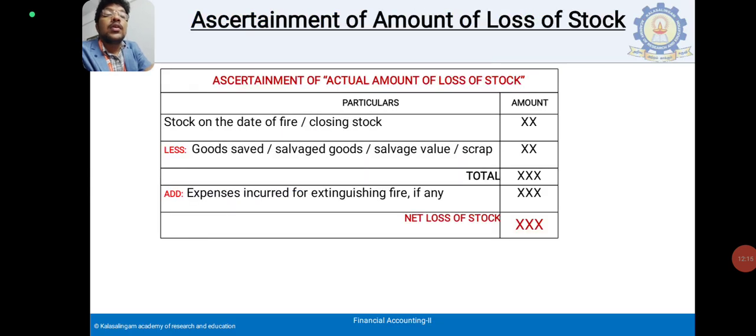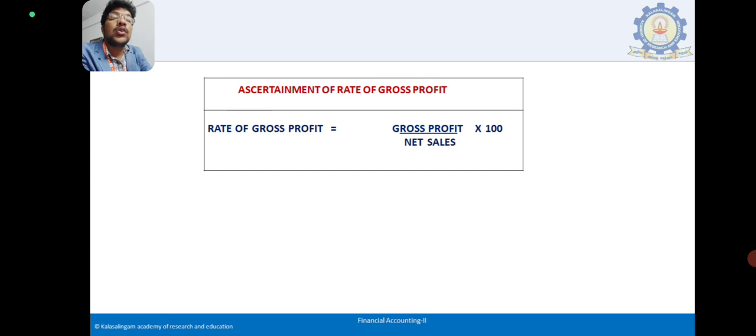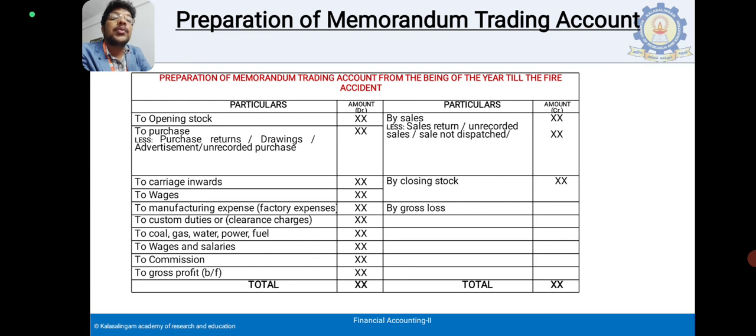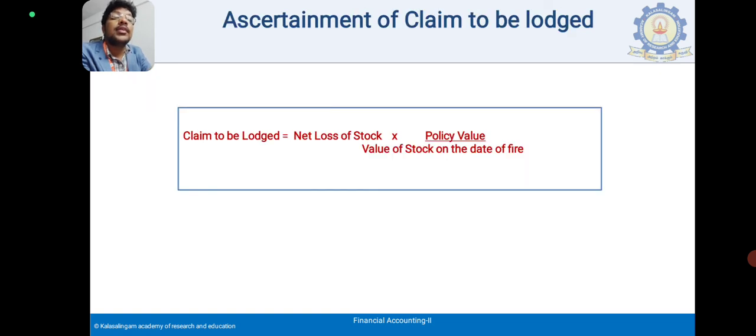So further I am saying, first you need to prepare the trading account of the previous data. Next, you need to calculate the gross profit rate by using this formula. Then third step, you need to prepare another memorandum trading account from the beginning of the year till the fire accident happens. Further, you need to prepare trading account of the loss year data. And next, you need to calculate the actual amount of loss of stock by using this pro forma. And the last one is, you need to apply the following formula.